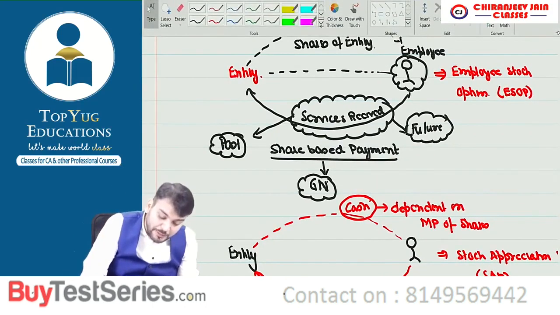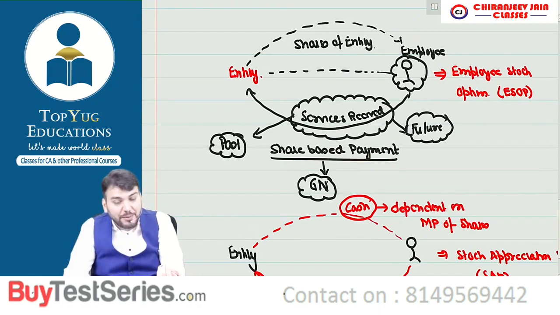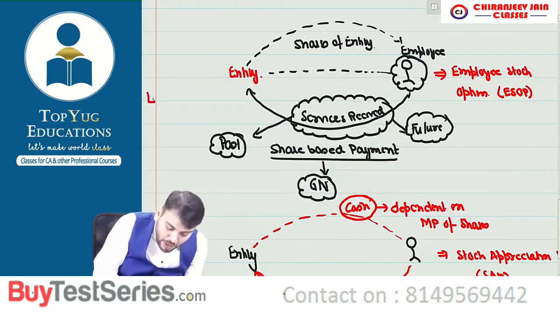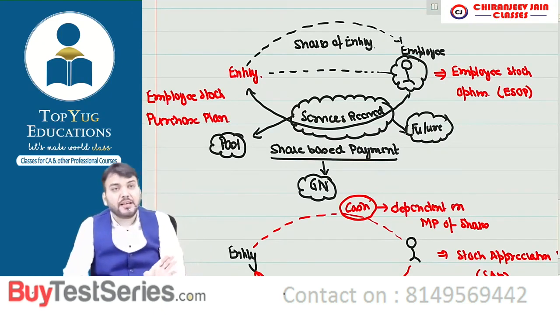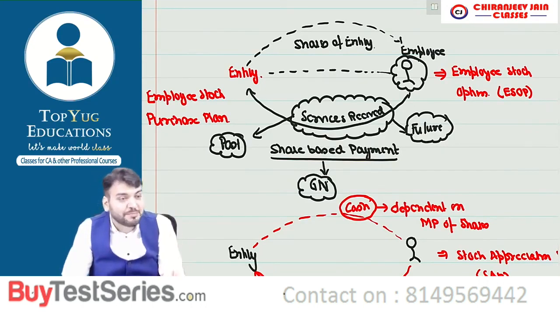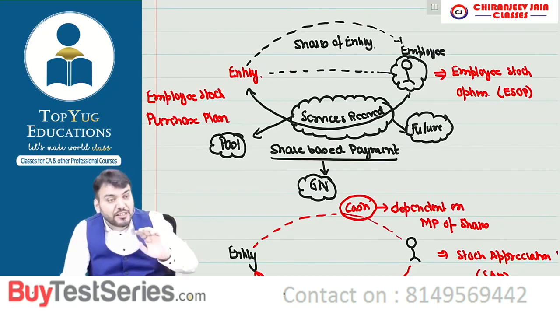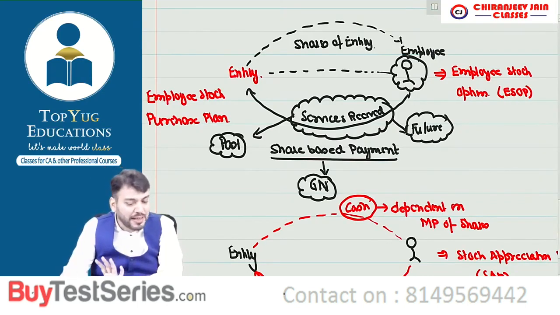But if it is already received in past and for that some shares will be issued in future, are you getting what I am saying, then it is called employee stock purchase plan. Are you getting? The difference is only this. Means if the shares will be issued for past services, then we call it ESPP, employee stock purchase plan. Whenever shares are issued for future services to be received by the entity, then we call it employee stock option plan. However, the accounting treatment will be more or less same.